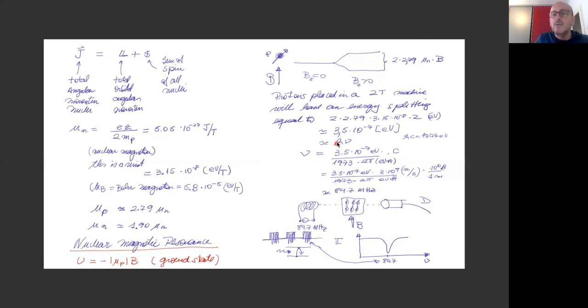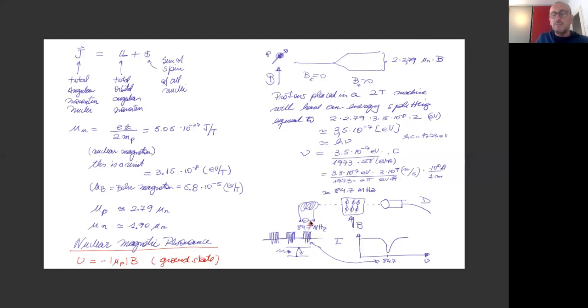Okay. And how do I do that? Well, I say simply this energy difference here is equal to h nu, and I calculate nu. Nu for this is 84.7 megahertz. It's like a radio, like an FM radio or something like that. So this is neat, meaning we can actually detect the position of a proton inside a system.